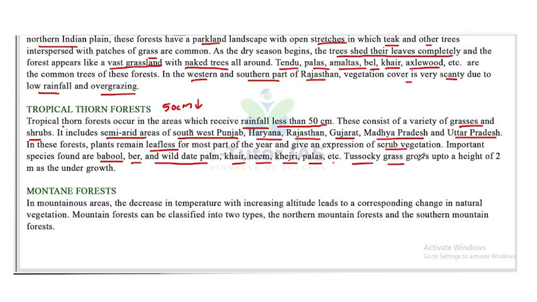Tussocky grass grows up to a height of 2 meters as the undergrowth.